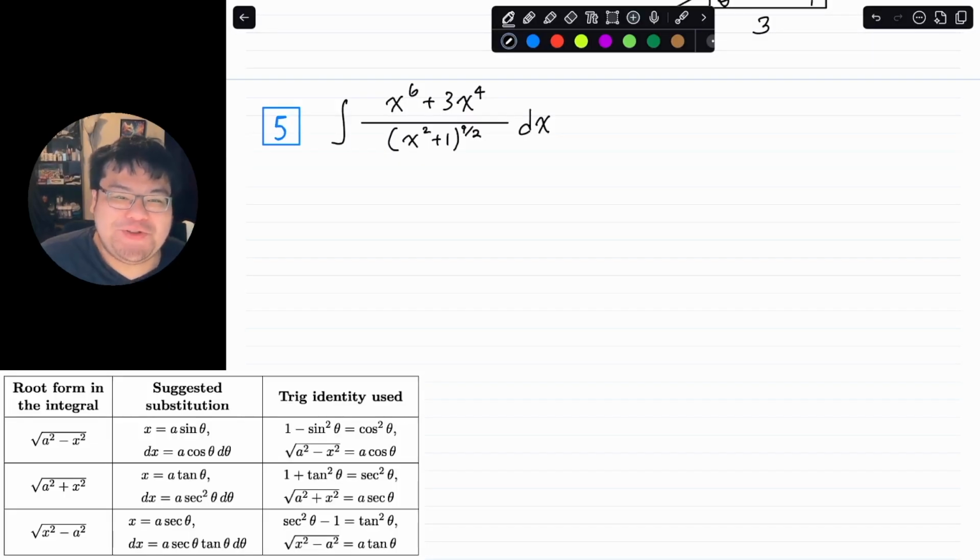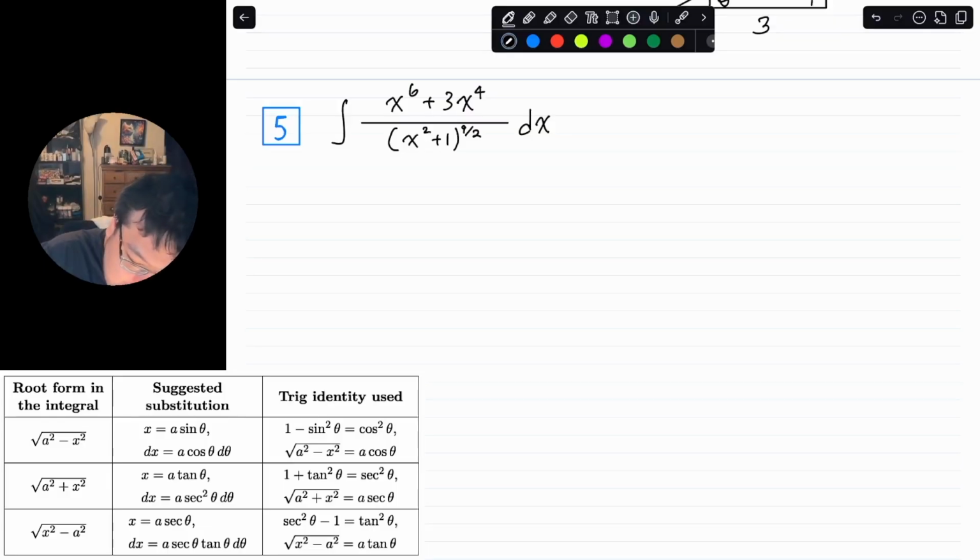Okay, so now we go to the fifth example. This time we don't see a square root, but we see 9 over 2 as a power. Remember, if we have a fractional power, it's essentially some kind of root, and in particular, the half root is just the square root. So x squared plus 1, if you look at the table again, matches the second one with a equals 1, right?